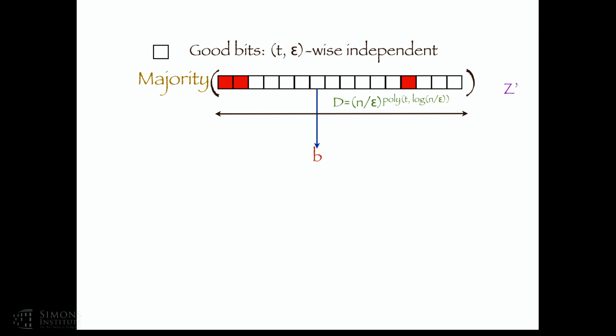Yeah. How do we know that it's an epsilon fraction? Don't we just know that it's like an epsilon fraction of t-tuples that are bad?